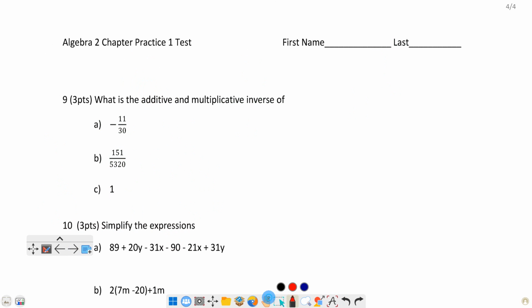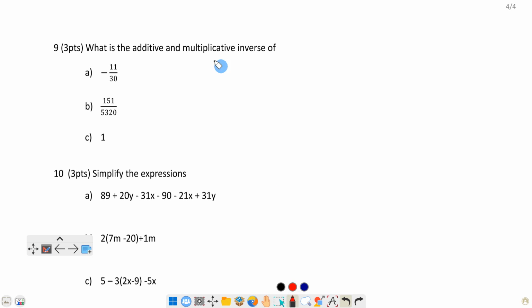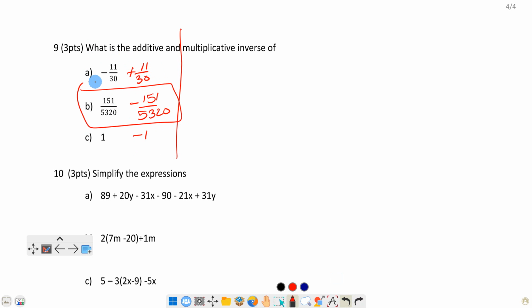And then we're now on the last page here. What is the additive inverse? What do I add to this to make it 0? That's my additive inverse. And so then all I do is I change the sign. So this is going to be positive 11/30ths, negative 151 over 5,320, and negative 1. We want all of this to be 0. I add this up, I get 0. I add this up, I get 0. I add this up, I get 0.